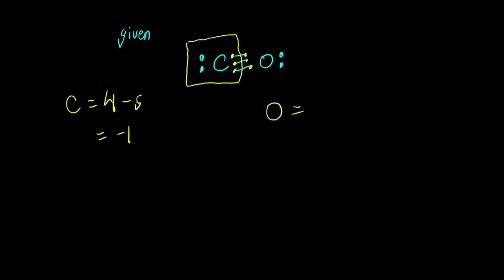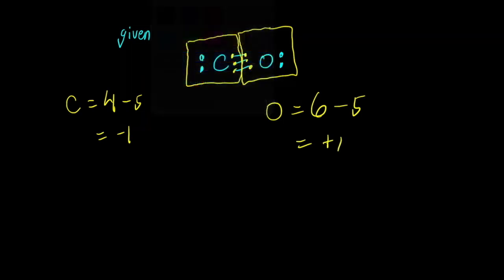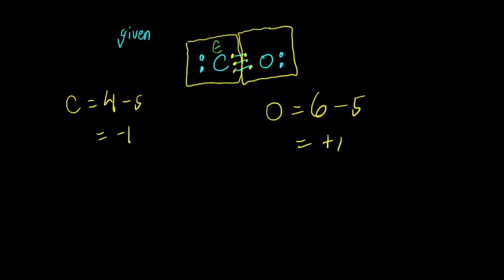Oxygen, normally it's in group 6. How many does it own? 5. Okay, so carbon has a formal charge of -1. Oxygen has a formal charge of +1. Okay, let's do another one.